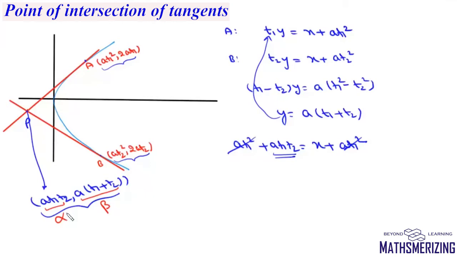Now, one very common problem that is generally asked in parabolas is, suppose we have 3 points on a parabola. Suppose we have A, B, and another point C. Suppose that's your point C and it is given by (a t3 square, 2 a t3). Now we draw a tangent at C also.